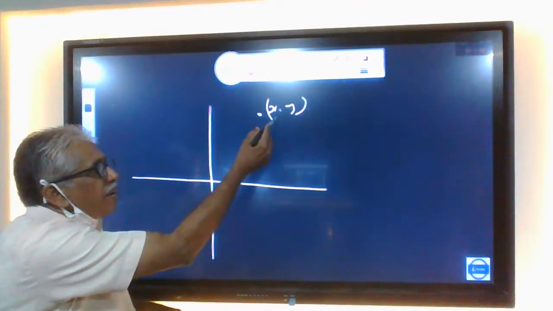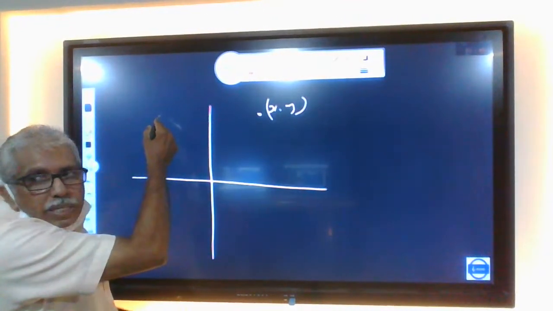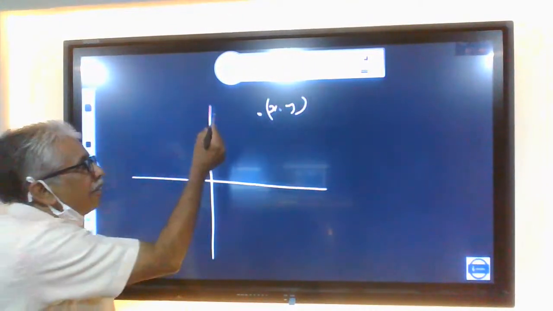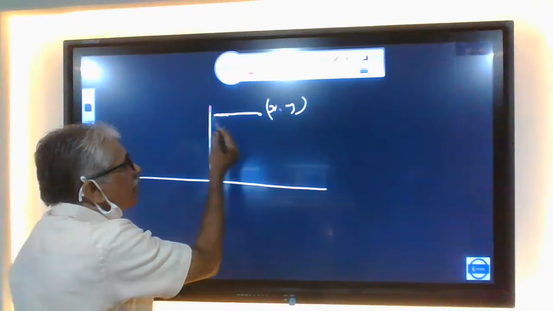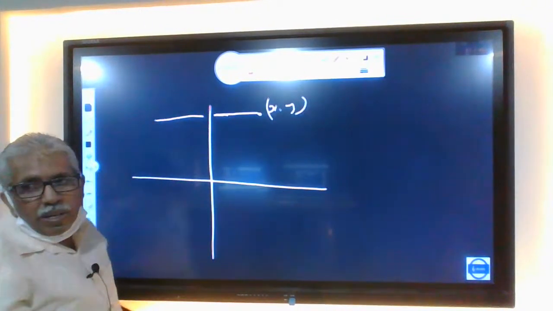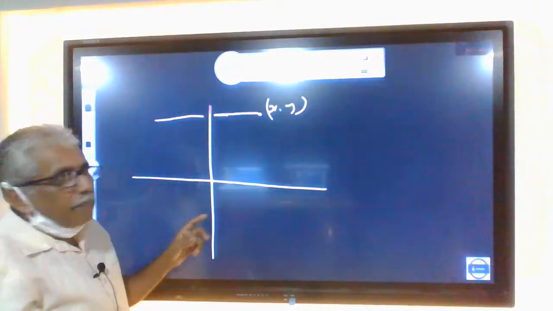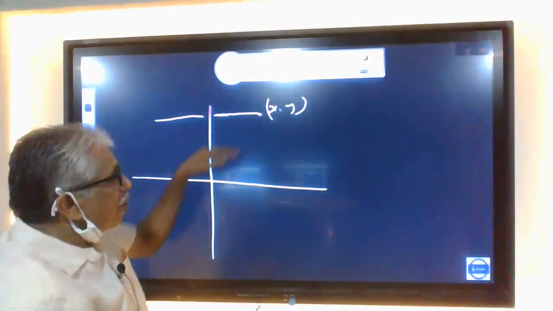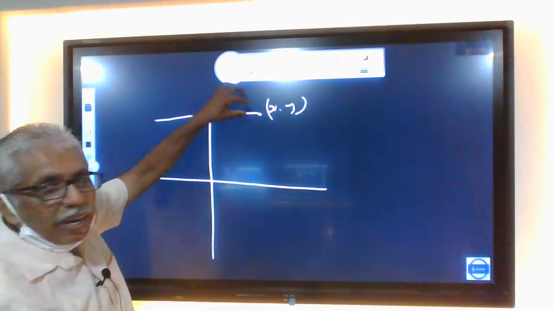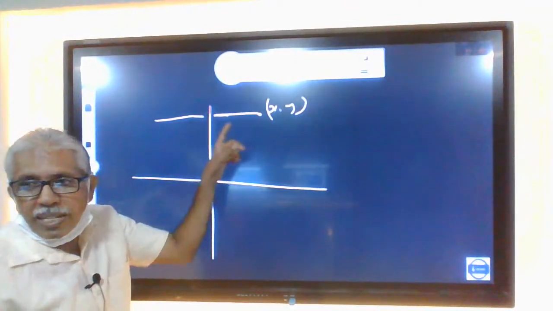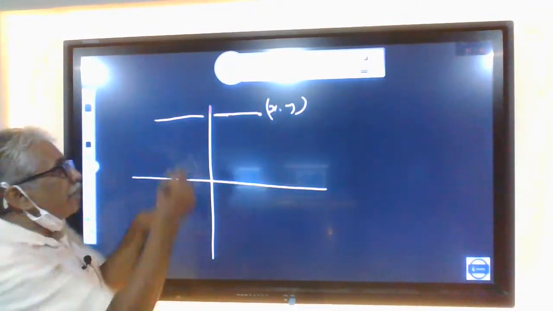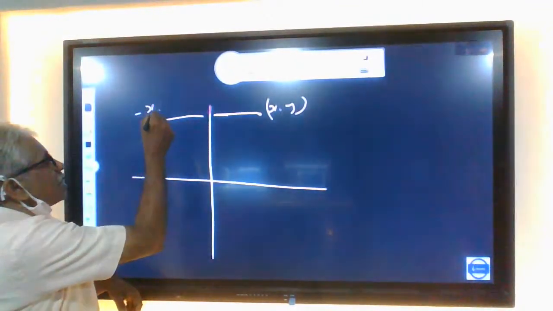So (x, y) will be mapped to some point in the second quadrant. How much is the distance from the y-axis to this point? The same distance you will move to the left. And the y coordinate is not changing because you are finding the point at the same height. But the x coordinate changes, it becomes negative. So you will get the point (-x, y).